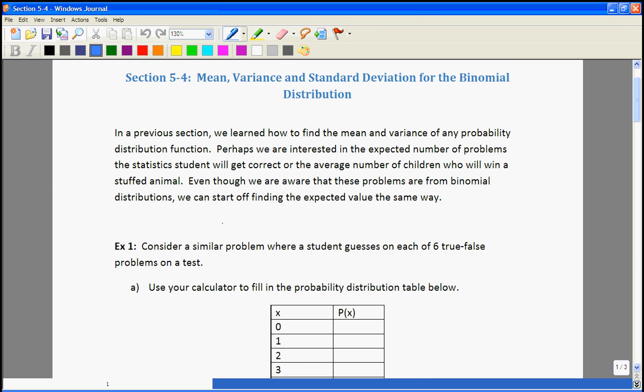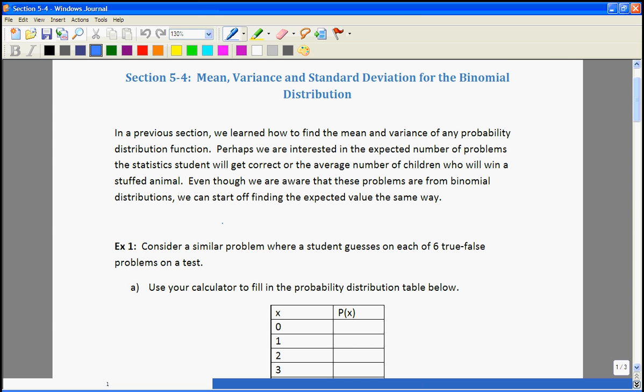Section 5.4, Mean, Variance, and Standard Deviation for the Binomial Distribution. In a previous section, we learned how to find the mean and variance of any probability distribution function. We found the expectation and the variance. Well, perhaps we're interested in the expected number of problems the statistics student will get correct, or the average number of children who will win a stuffed animal.